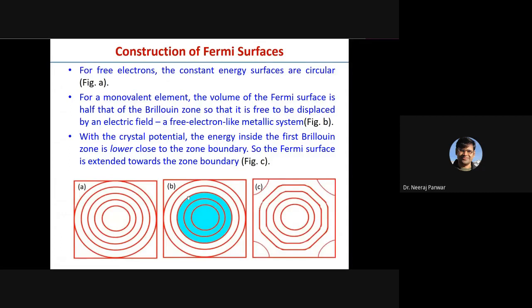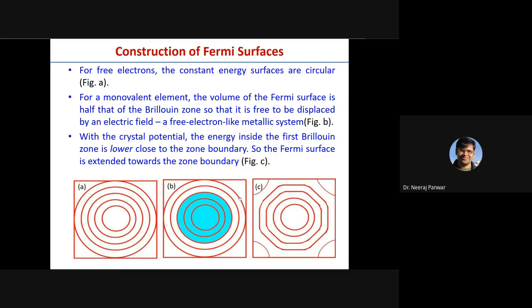For example, if we consider monovalent atoms or alkali metals like sodium and potassium, in these metals each atom contributes one electron, and their Fermi surface is completely circular, or a complete sphere, and it lies deep in the Brillouin zone. There is no interaction of the Fermi surface with the Brillouin zone boundary.